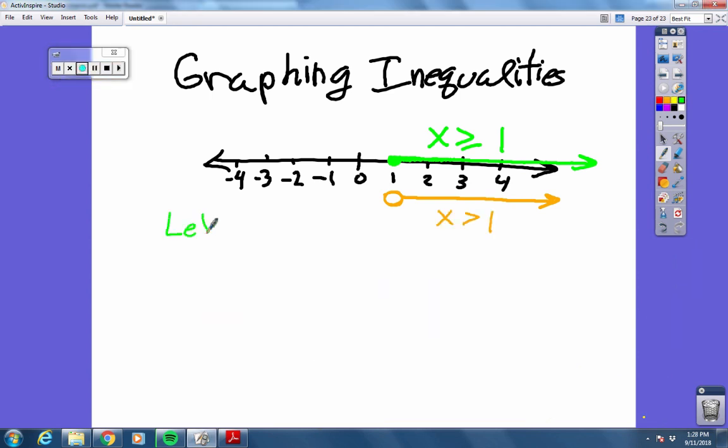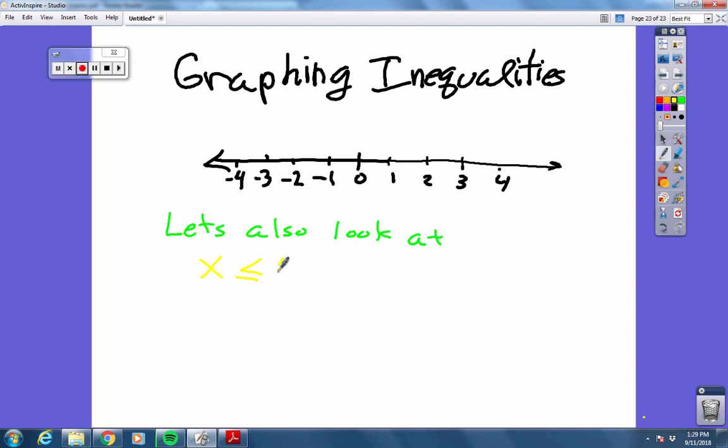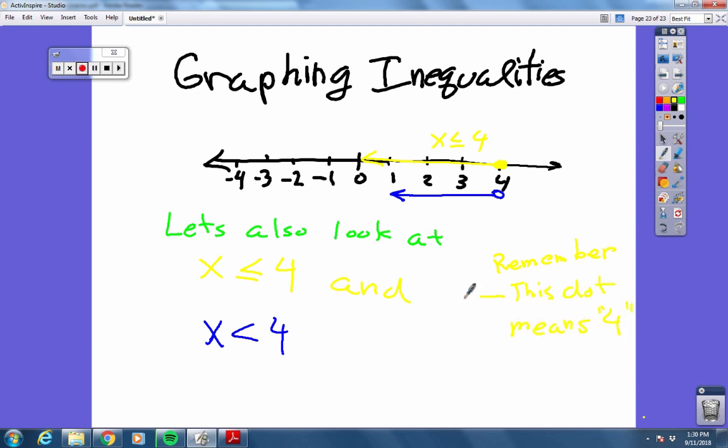Let's also look at x less than or equal to 4 and x less than 4. X less than or equal to 4 is in yellow. It has a closed dot on the 4 and it goes to the left, showing everything below 4 can be a solution, as well as the dot meaning that the 4 can be a solution. And then x less than 4 has an open circle on 4, which means that 4 is not included in the possible solutions, but the line and the arrow show that everything below 4 up until infinity can be solutions.